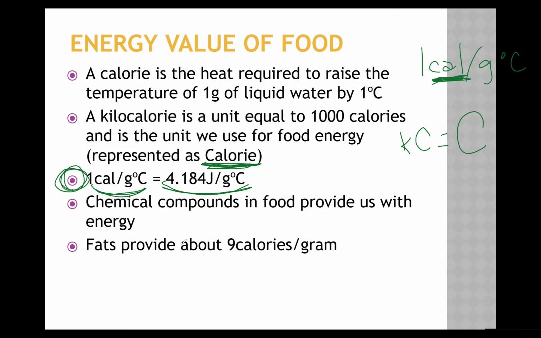We know that chemical compounds in food provide us with energy. Our body breaks those bonds and we absorb that energy. So that energy is released whenever our body breaks it down. We absorb that energy, and that's the energy that we use to move about and do the things that we need on a daily basis. Fats provide about 9 calories per gram if you were curious. Fruits and vegetables provide less calories per gram.